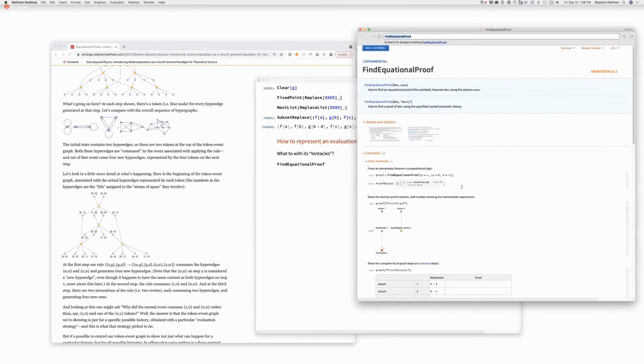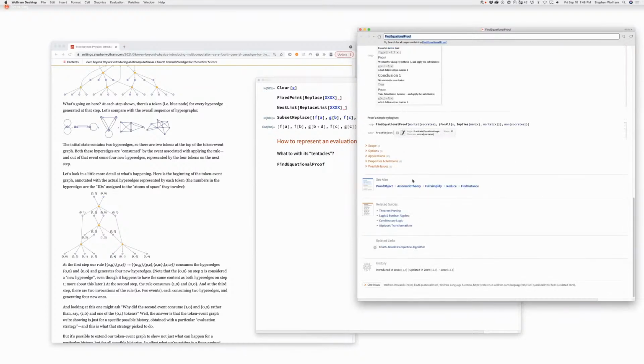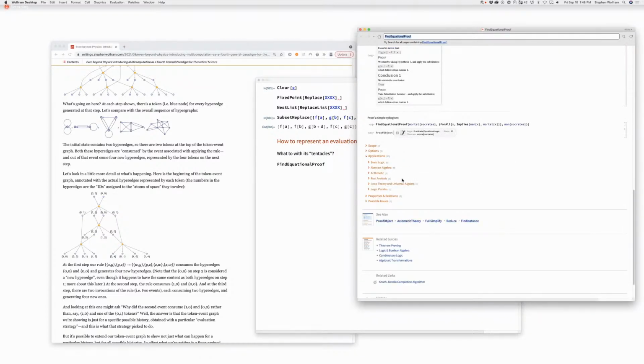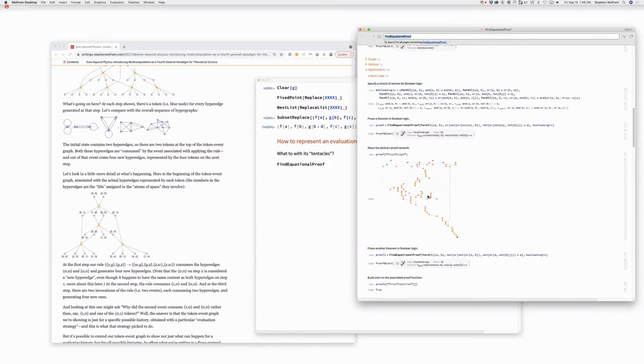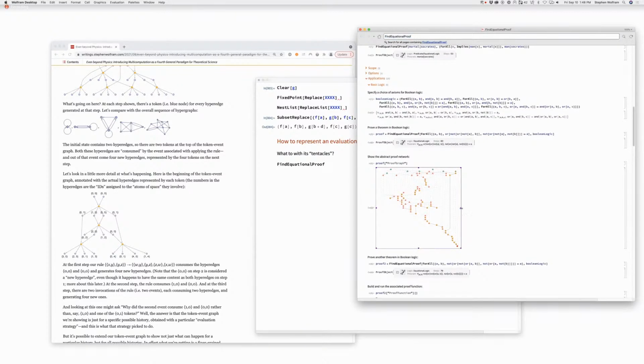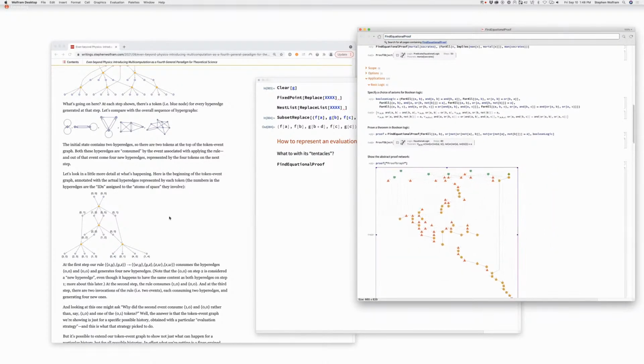And maybe, so I mean, FindEquationalProof would eventually have a proof graph that looks like this, let's say. And that proof graph is something very similar to what I'm looking at over here. Does that make sense to people?